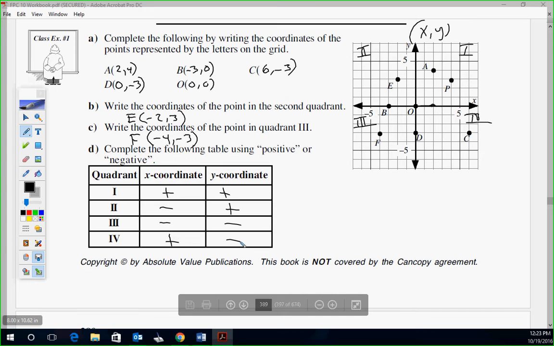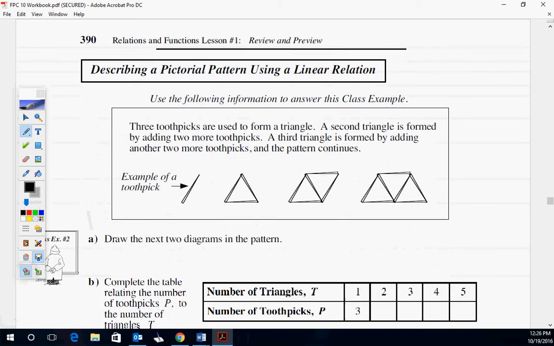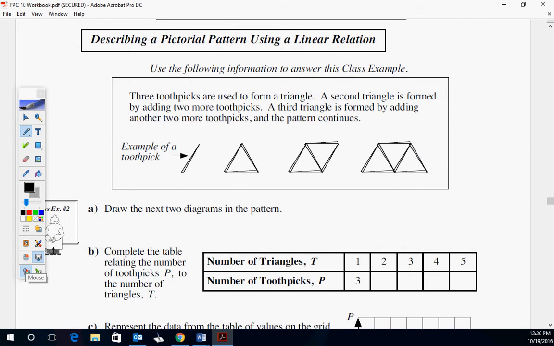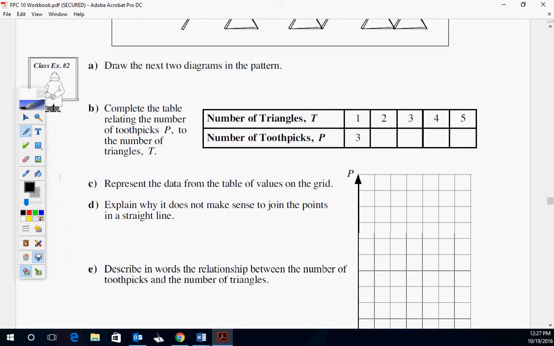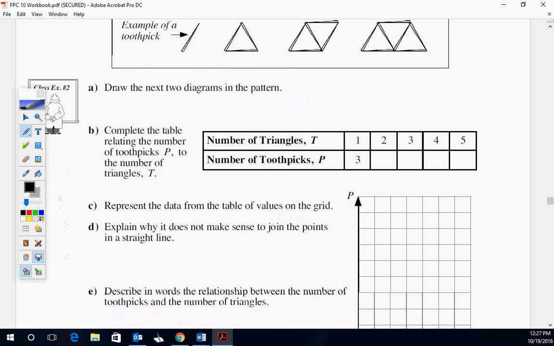Any questions about that? Okay, this is a review preview, so this should be somewhat simple, which is good. Just describing a pictorial pattern. The 3 toothpicks are used to form a triangle. A second triangle is formed by adding 2 more toothpicks. A third triangle is formed by adding another 2 more toothpicks, etc. So you had 3 toothpicks, now you have a whole triangle. You add 2 more, and the triangles keep growing with the pattern. It says draw the next 2 diagrams in the pattern. So what would the next 2 look like?